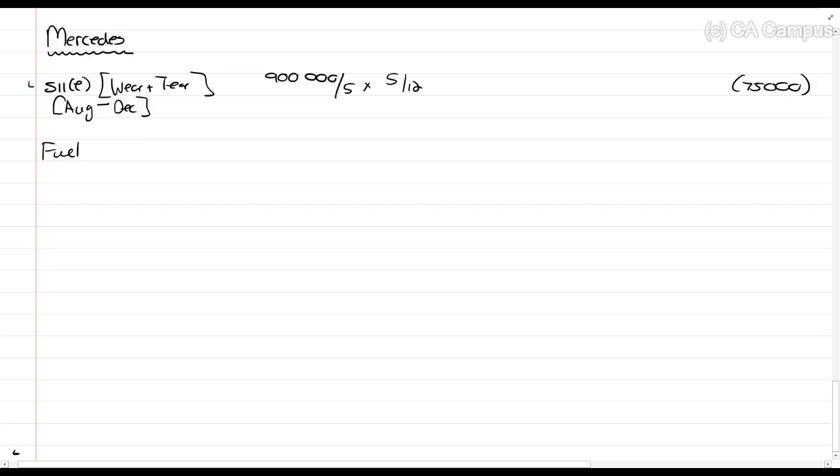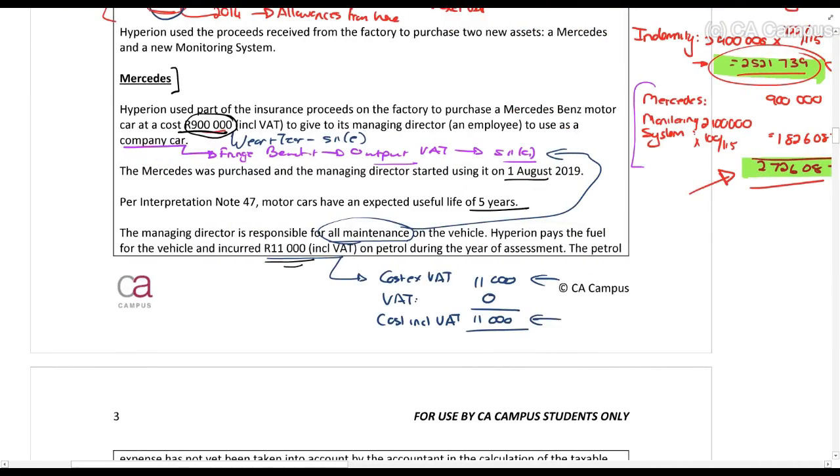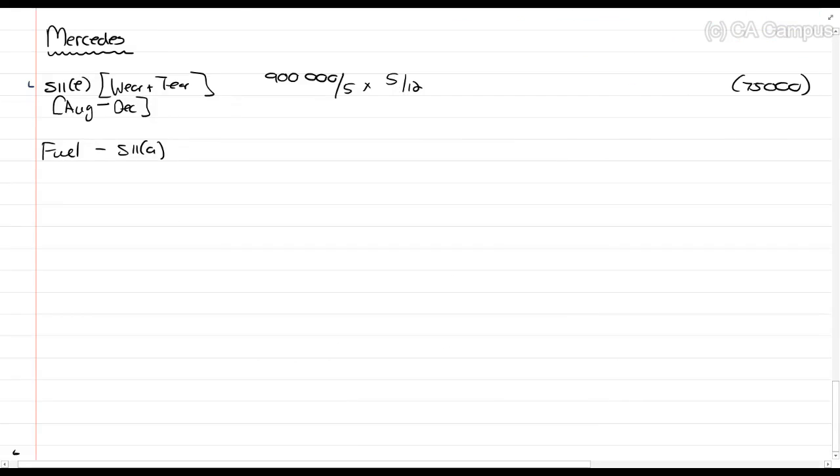Then we have the fuel expense, which is a deduction under section 11(a), the general deduction formula. The fuel is 11,000 rands including VAT. Remember, the VAT is 0 rated.